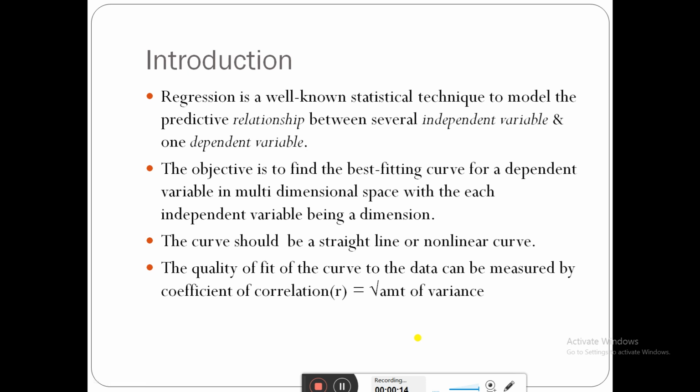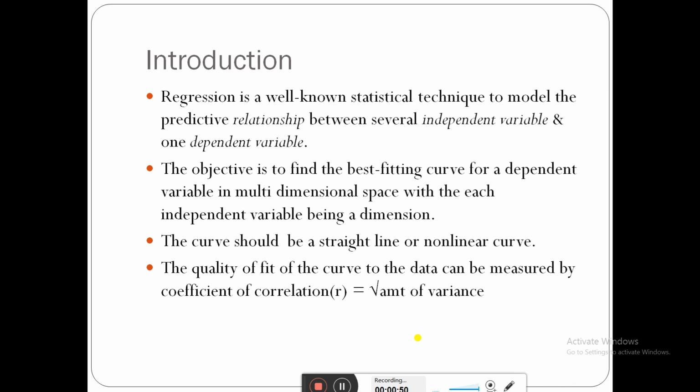Regression is a well-known statistical technique to model the predictive relationship between several independent variables and one dependent variable. Here it is going to establish the relationship between the independent variables and the dependent variable. Whatever relationship is there is going to be shown in the predictive model, using statistical techniques like equations. In that form we are going to show it.